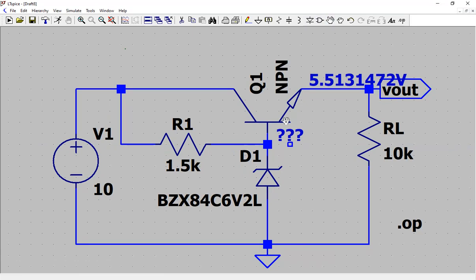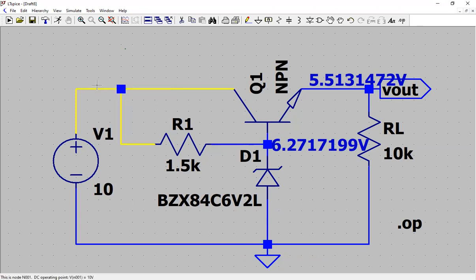Oh, it's not there. So, place, set a label and cancel it. So that is one. Now I want to see the voltage at this net. So I right click here, place data, it is 10 volt.